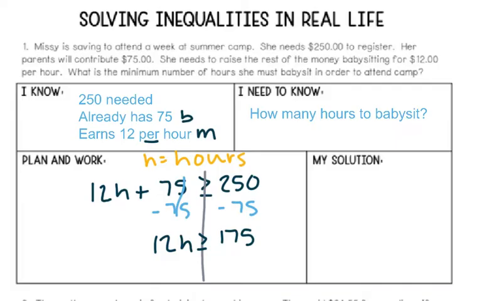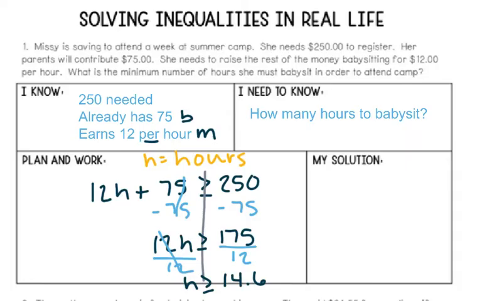Now I can undo the multiplication by doing the inverse. In this case, 12H is 12 times H, so I'm going to divide by 12 on both sides. When I did 175 divided by 12 in my calculator, I got 14.583 repeating, but I don't want to write all of those decimals, so I just rounded to the nearest tenth and left it as 14.6. Now we need to determine what this means in terms of the situation.